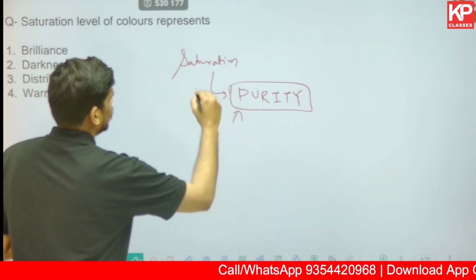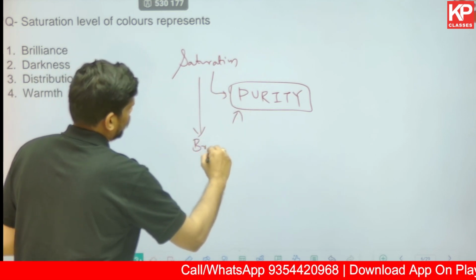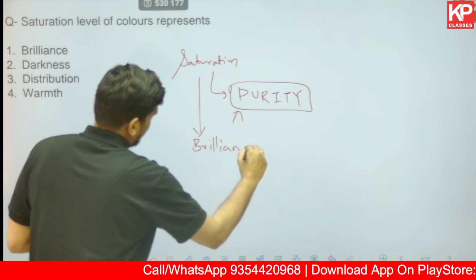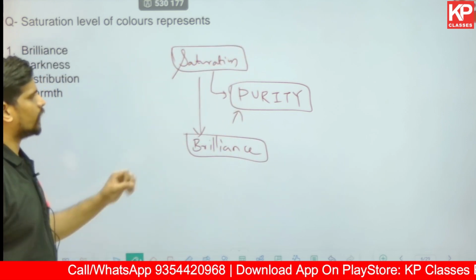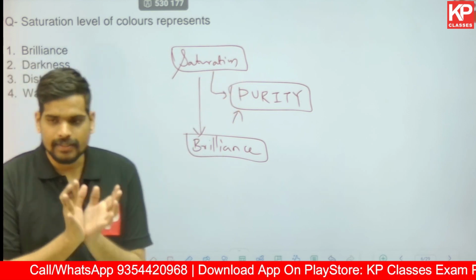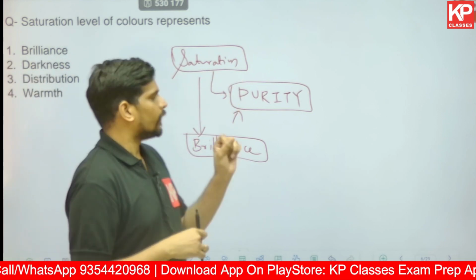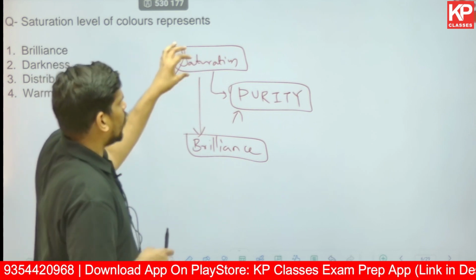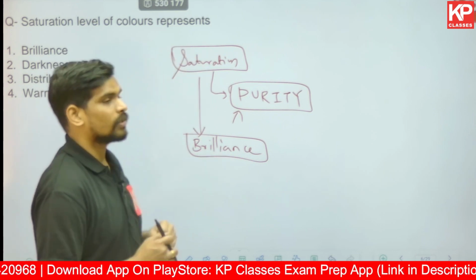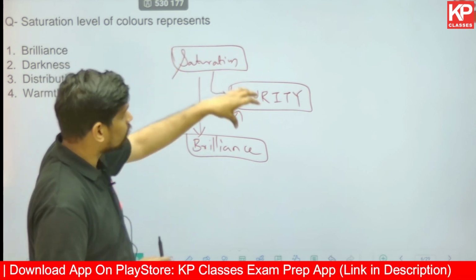Saturation, purity is also referred to as brilliance. How bright or how pure a color is. All these are synonyms which you can remember in color theory: saturation, purity, brilliance. So in the examination, if they ask you what is a measure of purity, the answer will be saturation. Saturation is also called brilliance. Saturation is also referred to as purity.